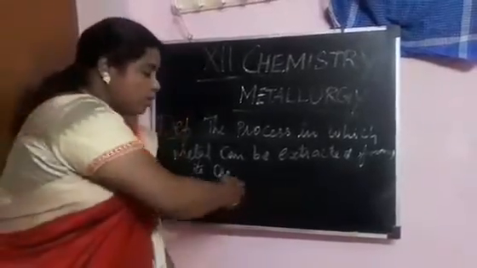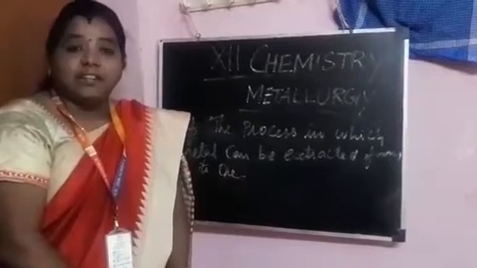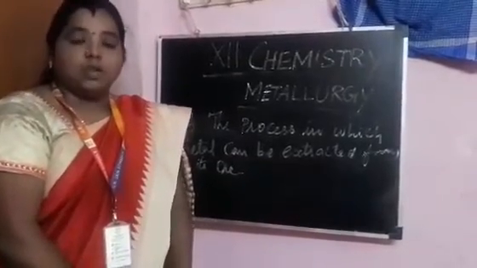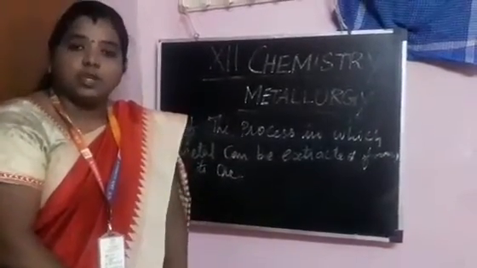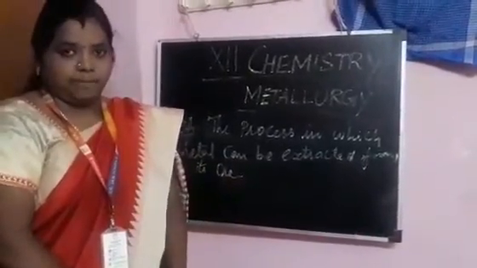What is meant by ores? We know that our metals are obtained from under the earth. So ore is the combination of metal and some other impurities.